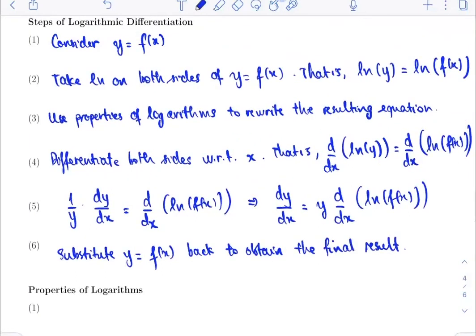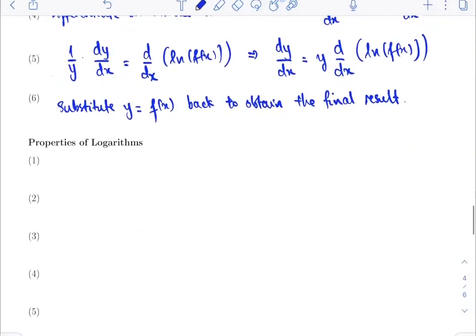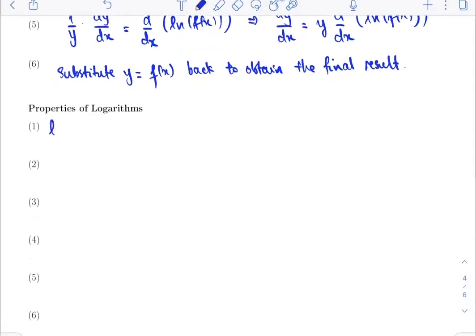Before we jump into some examples, let me write down the properties of logarithms one more time. All of these properties you have seen before in pre-calculus, but I just want to remind you of the following 7 properties of logarithms, so that might be useful for you when you deal with the logarithmic differentiation technique. All right, so for properties of logarithms, the first one is log base a of 1 is always equal to 0.